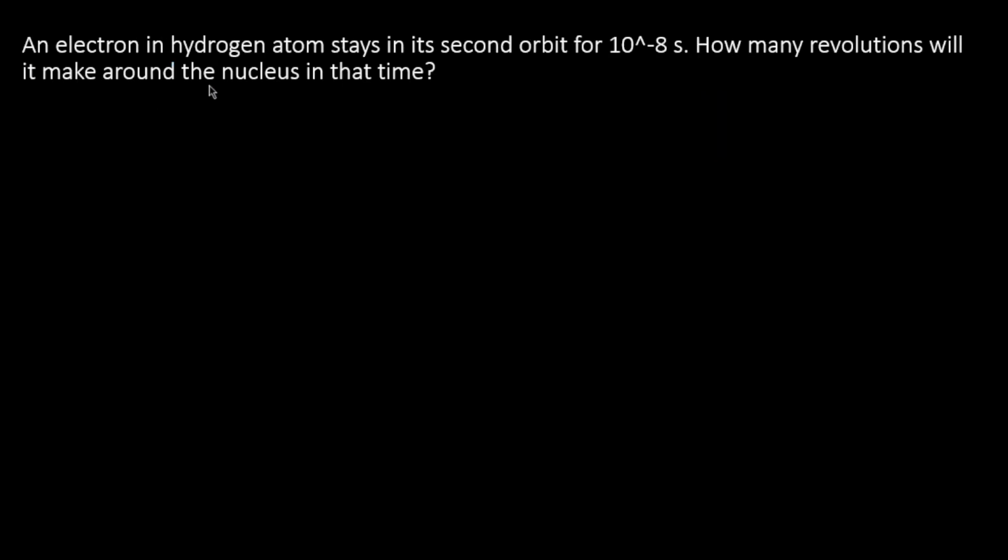Let's look at the next sum. An electron in hydrogen atom stays in its second orbit for 10 raised to minus 8 seconds. How many revolutions will it make around the nucleus in that time? So here they have given us the second orbit, which implies n equal to 2, and that in that second orbit the electron stays for 10 raised to minus 8 seconds. So time is 10 raised to minus 8 second, and we need to find out how many revolutions it will make around the nucleus in that time.